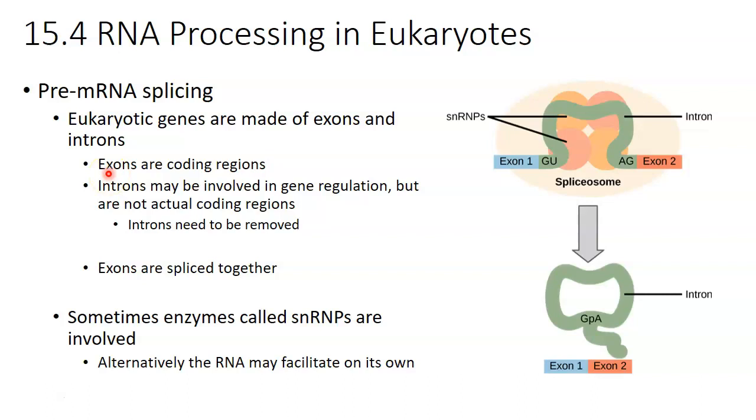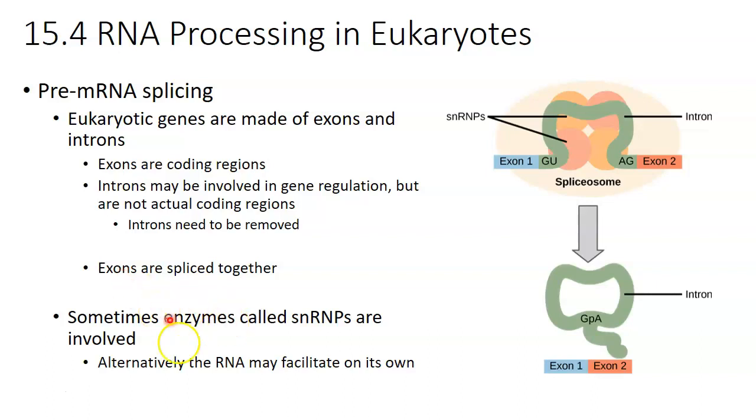Exons are the important part. They're the coding regions. We want to keep those. But introns, we don't want those in our transcript. Why are they there in the first place? We're not entirely sure. They might be involved in gene regulation, turning genes on, turning genes off, but they don't actually code for the protein products. And so they need to be cut out. And the exons, the actual coding regions, after these introns get out, they have to be spliced together.